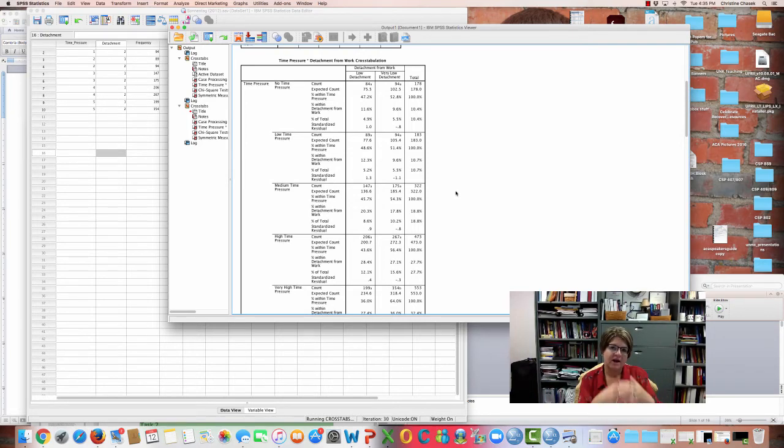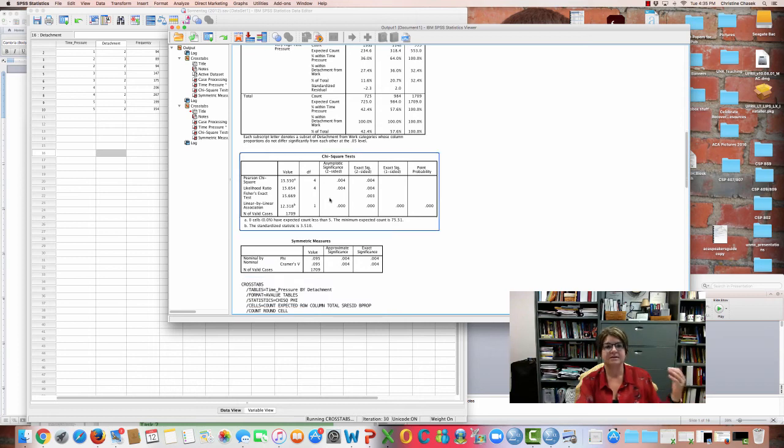And that's our chi-square. That's our test. So here you can see there's the Pearson chi-square. The value is 15.5. The degrees of freedom is 4. And the significance, two-sided, is 0.004. So that's less than 0.05, right? So we do have a significant result, a significant association between these two.